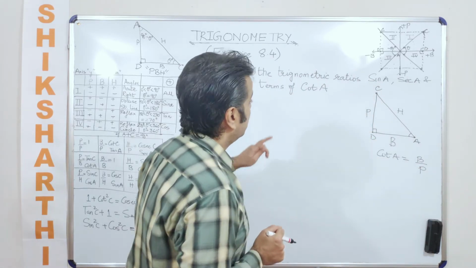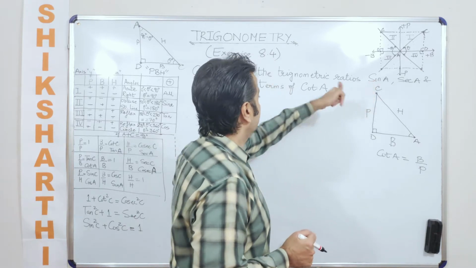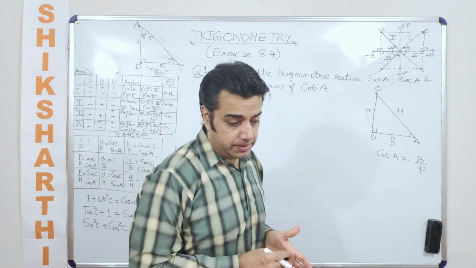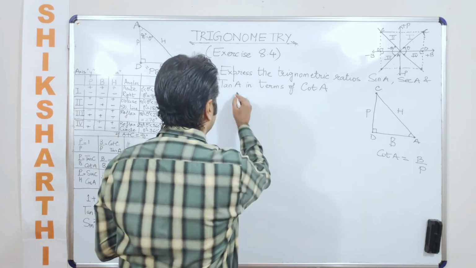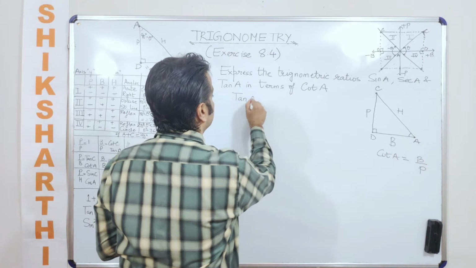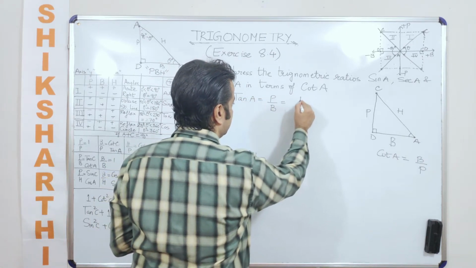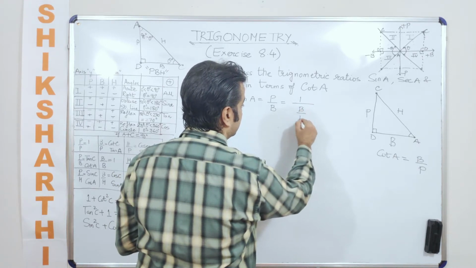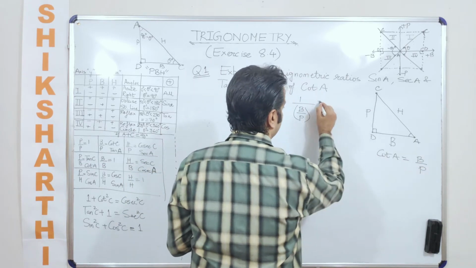We know this. So now what we are supposed to do here is express the trigonometric ratio sin A in terms of cot A, sec A in terms of cot A, tan A in terms of cot A. Okay, so let's start from the easiest. The easiest here is, we know that tan A is perpendicular upon base, which can be written as 1 divided by B by P. And how much is the value of B by P? Cot A.